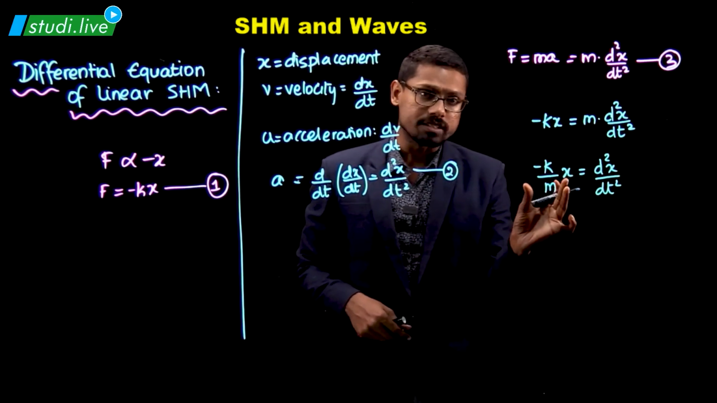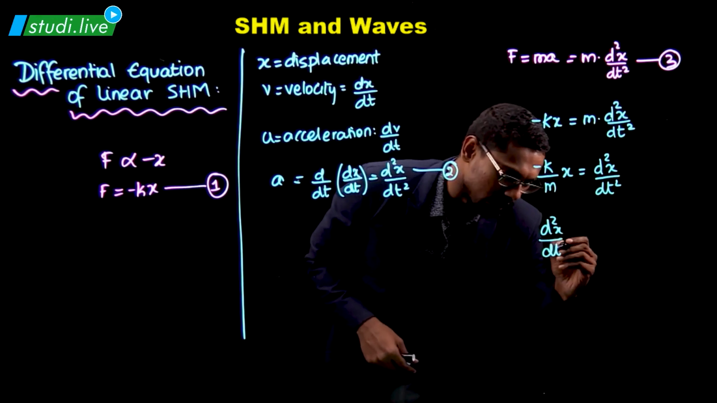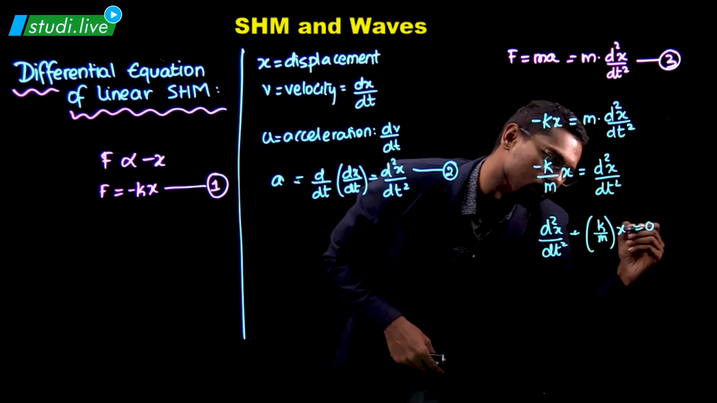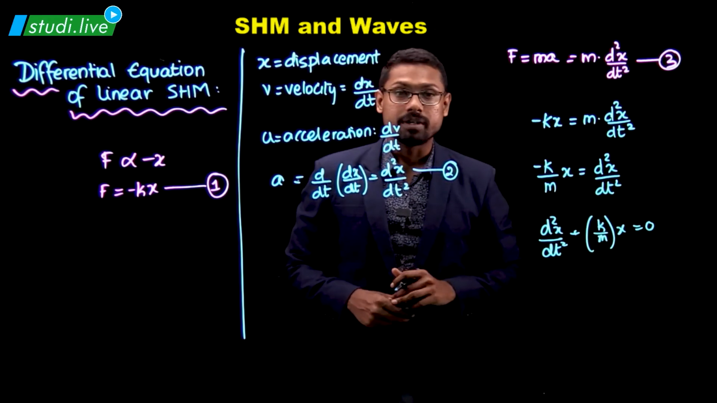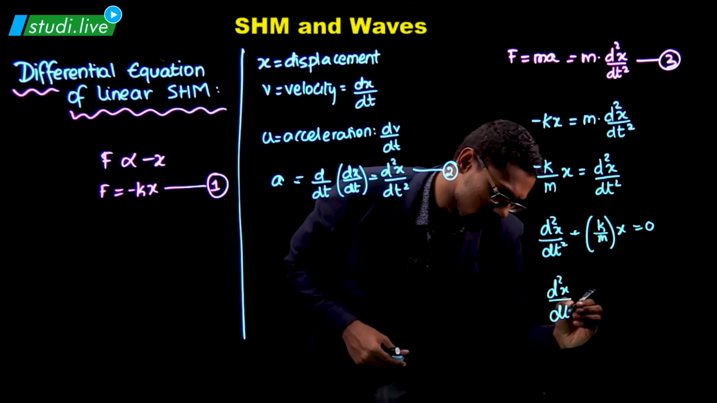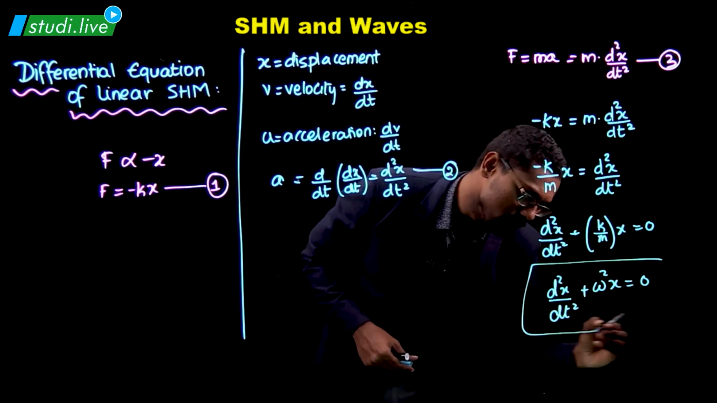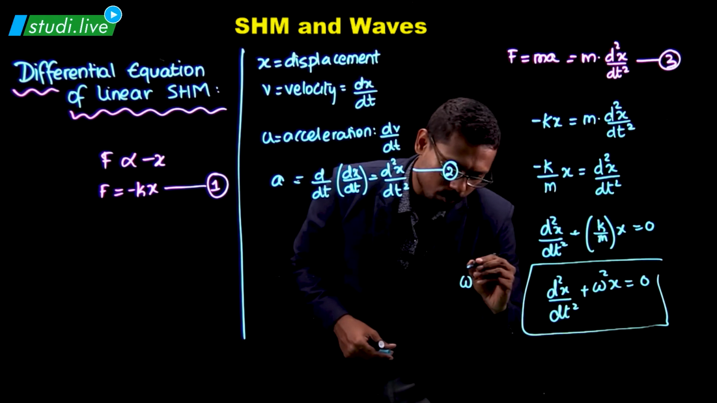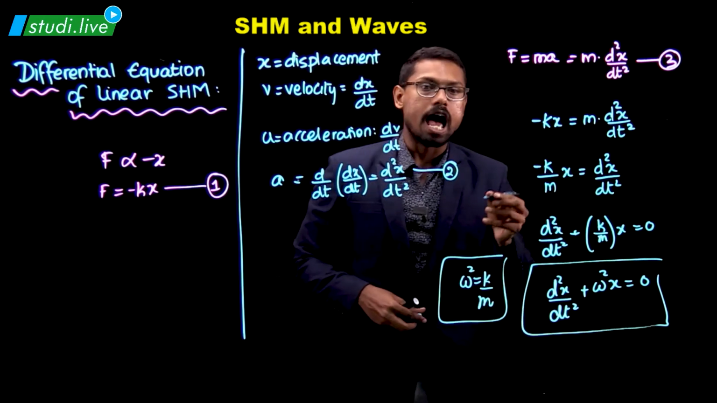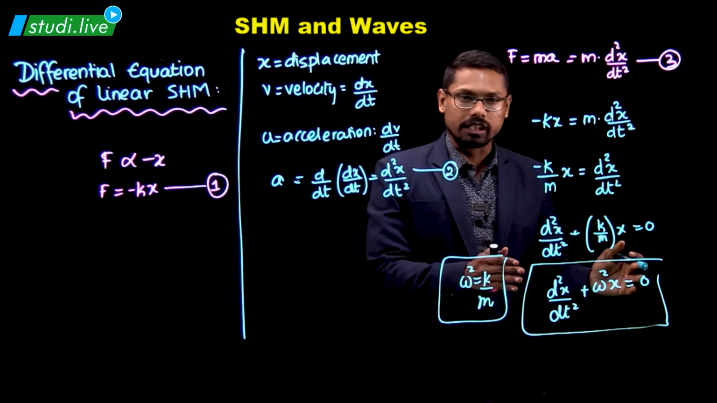Next step is moving this thing over to the other side. This becomes d square x by dt square plus k by m times x is equal to 0. Let me just substitute k by m as omega square. This becomes d square x by dt square plus omega square x equal to 0. What did we substitute? We substituted omega square as k by m. Force constant per unit mass happens to be my value of omega square. This is my differential equation for linear SHM.